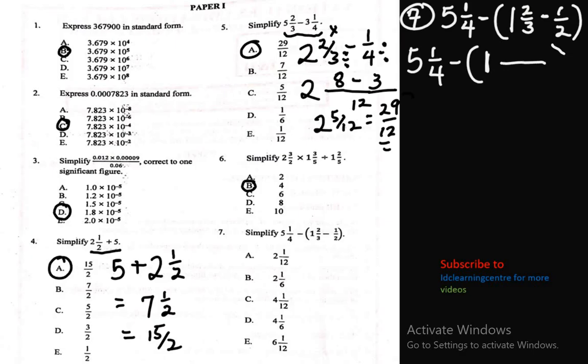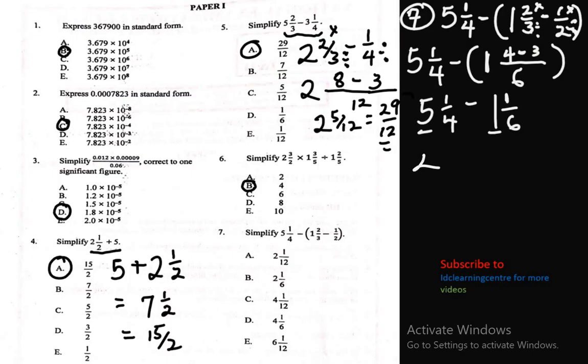Then look, take the LCM of the denominators. The denominators are 3 and 2. LCM of 3 and 2 is 6. 6 divided by 3, the first fraction, is 2, times the numerator, which is 2. We have 4 minus 6 divided by this denominator, 3, 3 times 1 is 3. So we have 5 whole number 1 over 4 minus 1 whole number. 4 minus 3 is 1 out of 6. 5 minus 1 is 4. Now take the LCM of the denominators.